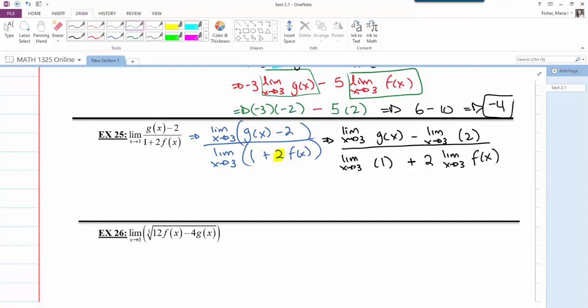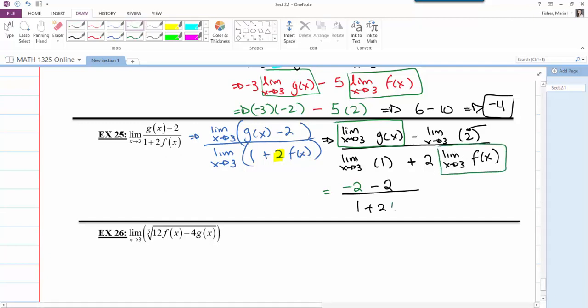Well, again, I'm given that the limit as x approaches 3 of g of x is equal to negative 2 minus, well, the limit as x approaches 3 of 2. This is the limit of a constant. 2 is just a number, and the limit of a constant is the constant, over the limit as x approaches 3 of 1. Again, the limit of a constant is the constant, and 1 is a constant because it's just a number, plus 2 times the limit as x approaches 3 of f of x, which was given as 2.